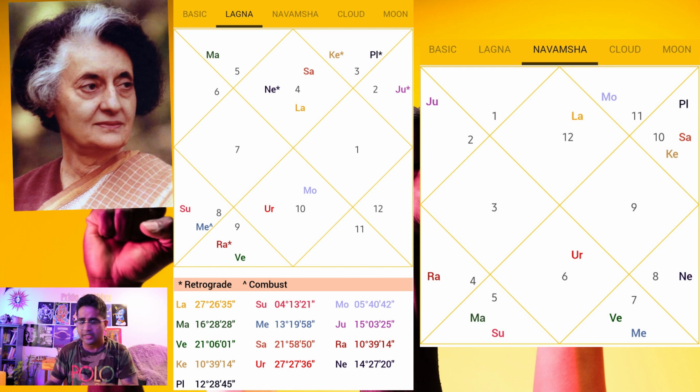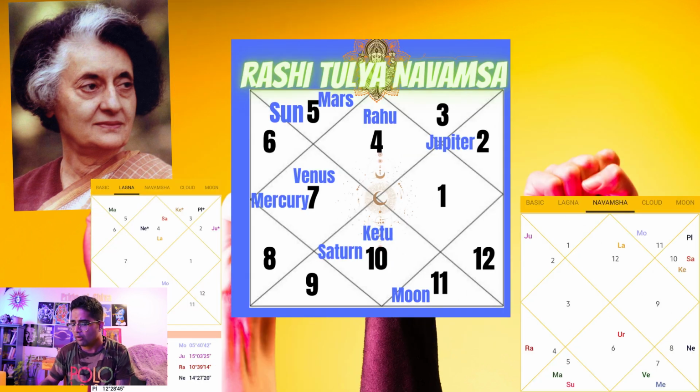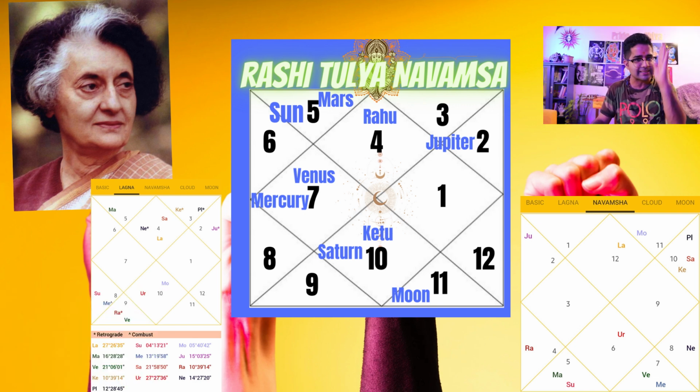Now guys, after that, we understood the Lagna chart, we understood the D9 chart. Now get into the concept of the Rashi Tulya Navamsa. So guys, all I did now, as you can see the chart in front of you on the screen, is that the Lagna we took from the ascendant. So in the ascendant, she has a Cancer rising.